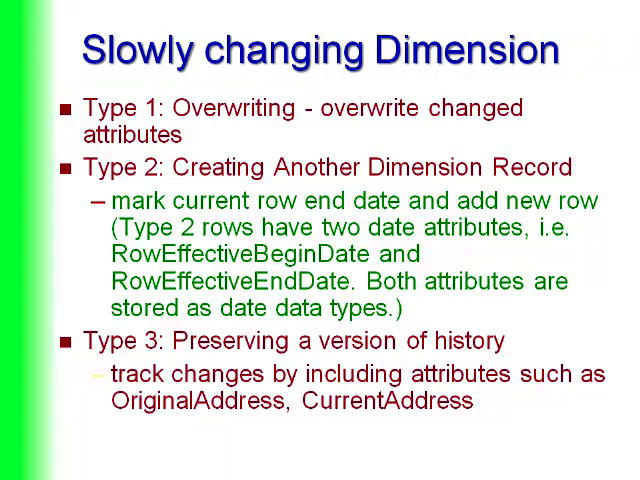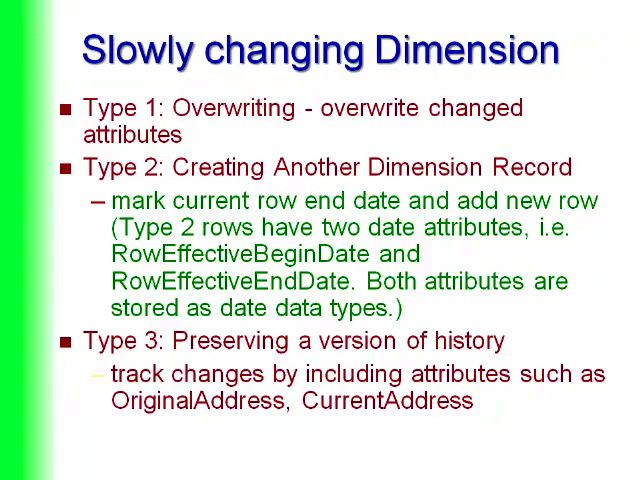In type 1, we overwrite the changed attributes. That's why it's called overwriting in nature. In type 2, we create another dimension record by adding new rows. Type 2 rows have two date attributes, row effective begin date and row effective end date. Both attributes are stored as date data types. The purpose of adding these two attributes in a separate row is to mark the current row end date and add a new row. So by appropriately specifying the conditions, we can identify which set of records are related to the previous data and which set of records are current data with the change in the dimension values.